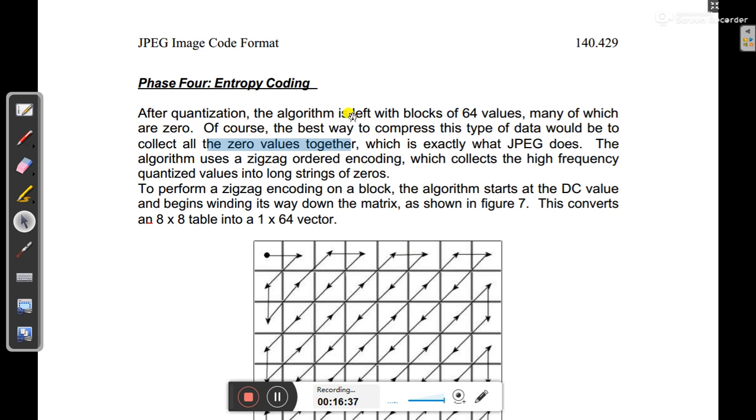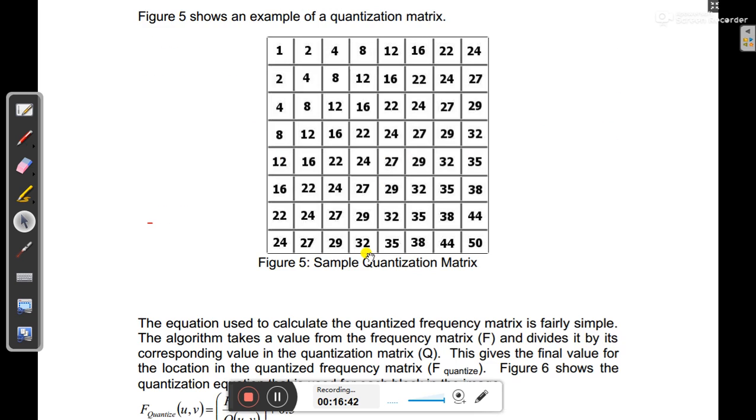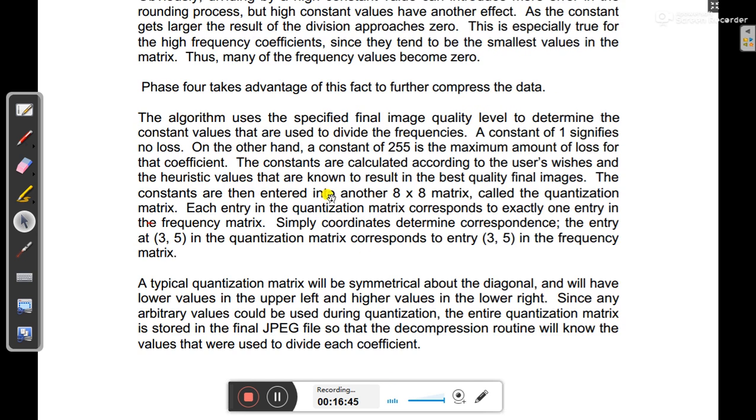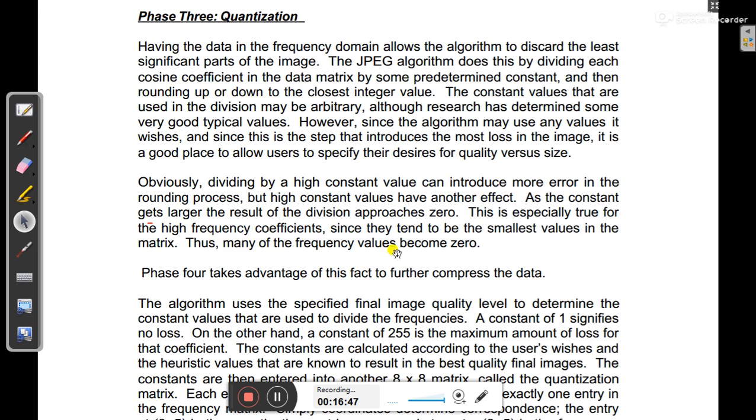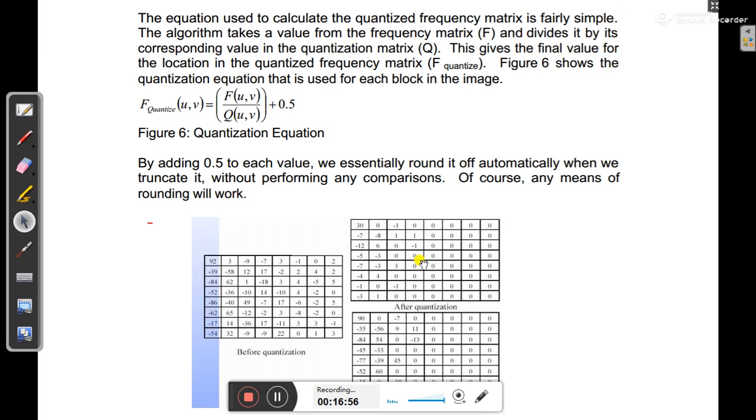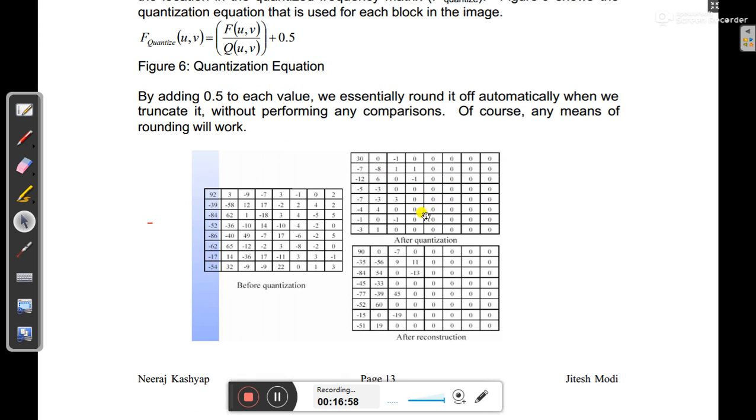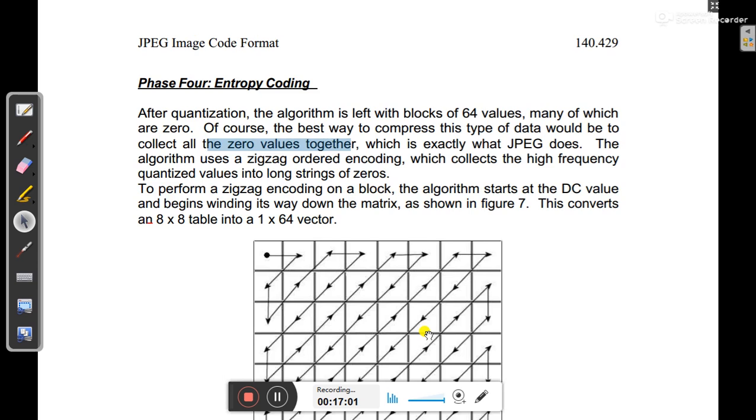After quantization, the algorithm is left with blocks of 64 values, many of which are 0, because that is what this statement says. Many frequency values become 0 because we are dividing by a high constant value, which leads to lots of zero entries in the quantization matrix, and that is reconstructed like this. Of course, the best way to compress this type of data would be to collect all the 0 values together, which is exactly what JPEG does.